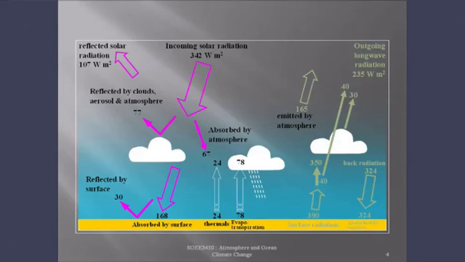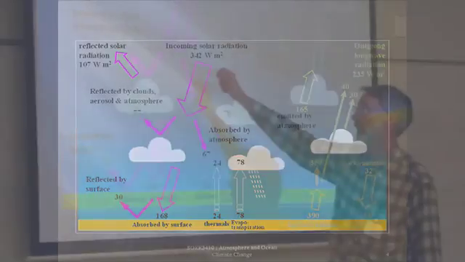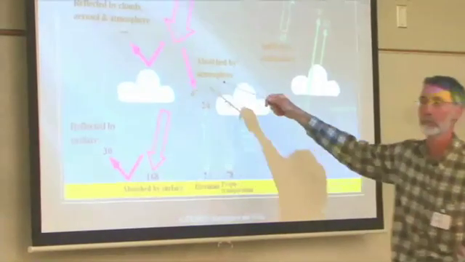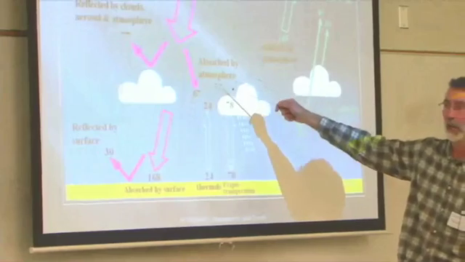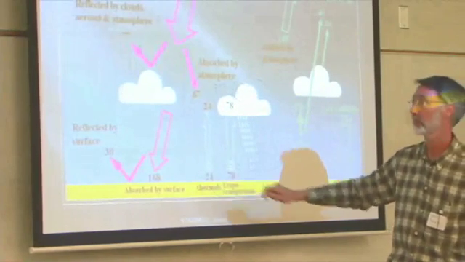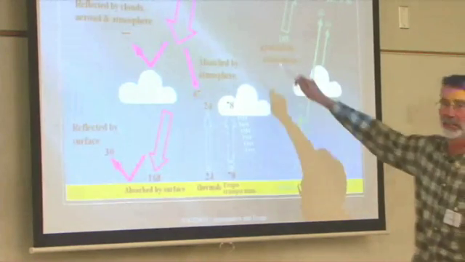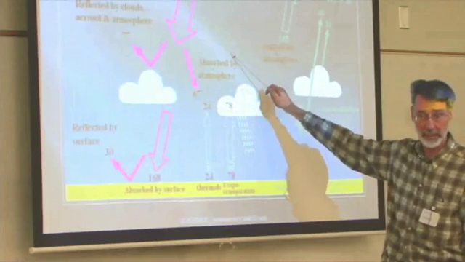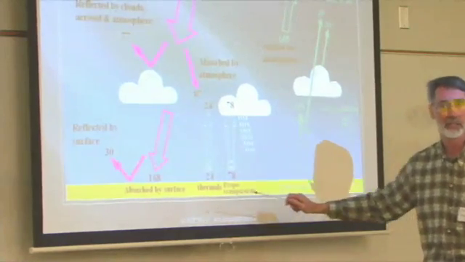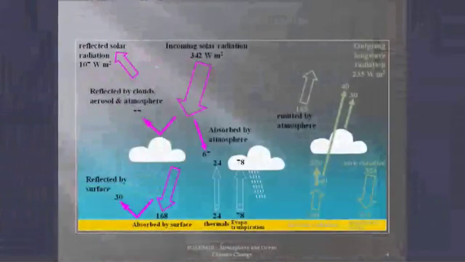Okay, so this is a review of what we looked at. Again, I don't want to beat it to death, but the sun's coming down. Some of it is reflected back. Some is reflected from clouds, some is reflected from dust, air molecules, and some by the surface. A little bit of that sun is absorbed in the air. Most of it is absorbed at the surface.